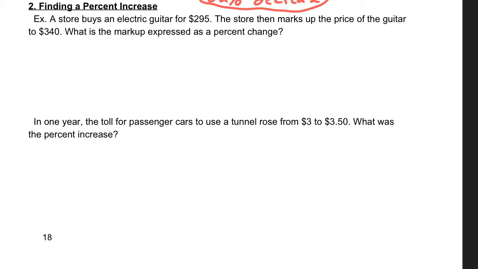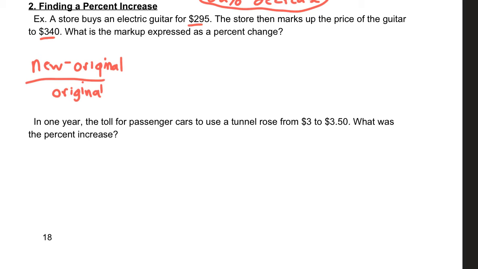So this is going to be a little bit different, but kind of the same results. So with an increase, this is a little bit different. We're going to do the new minus the original, instead of original minus new, divided by the original amount. Okay? So the only thing that's flipping around is the new value minus the original value.